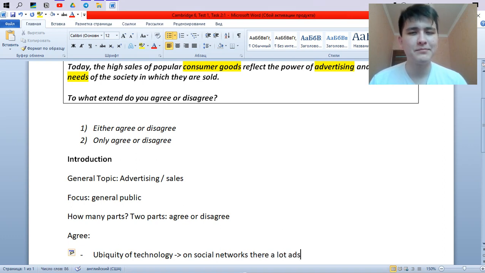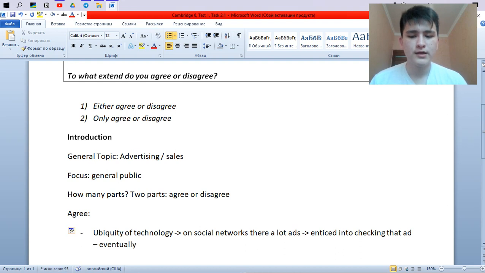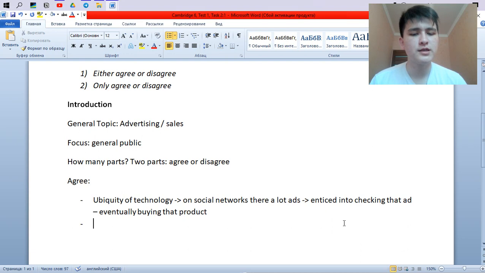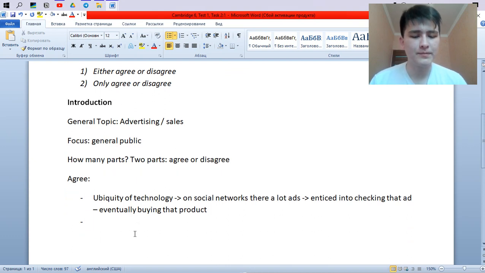So don't worry about planning and making mistakes at this point. We can work on that. On social media, there are a lot of ads. So if there are a lot of ads, people are just going to be enticed into checking that ad, and eventually buying that product. So that's the first reason: ubiquity of technology on social networks. That's one reason. We can keep it like this. I guess that should do. We can work more on that.